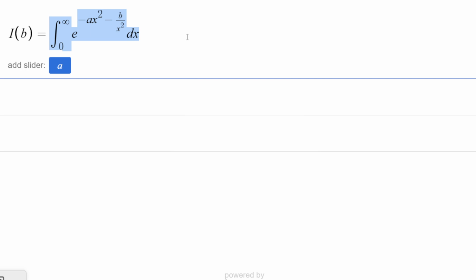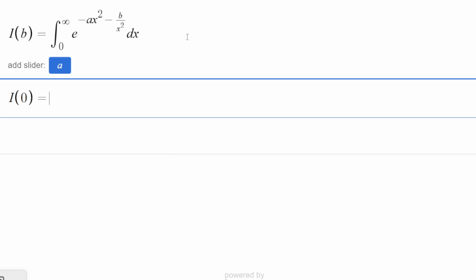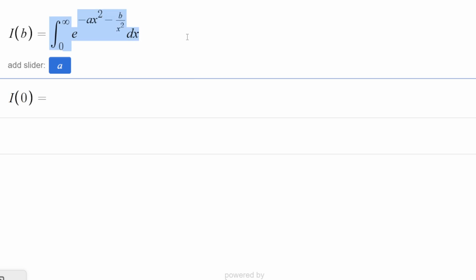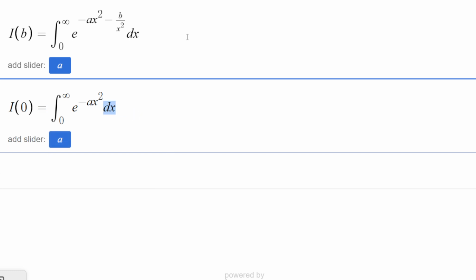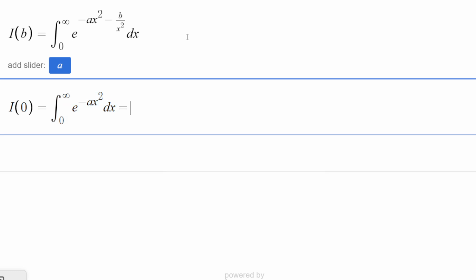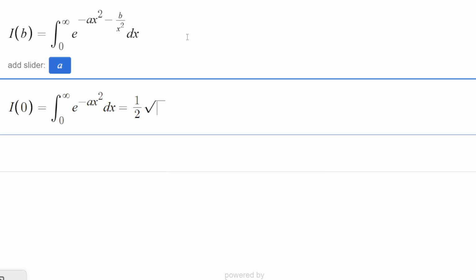Okay, so let's see. We already have a parameterized integral. So let's just start doing Feynman integration on this right away. Let's evaluate this at the point b is equal to 0, and let's see what we get. If we evaluate this at b is equal to 0, this term vanishes, and we're just left with this, which is a standard Gaussian form, and it is equal to 1/2 the square root of pi over a.